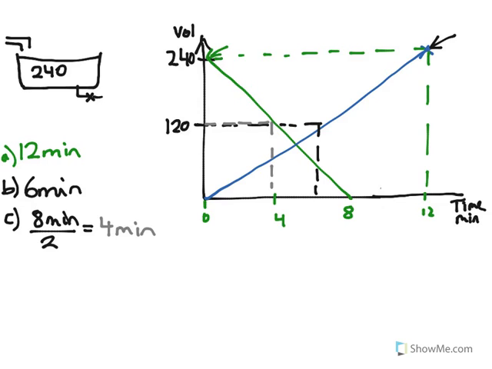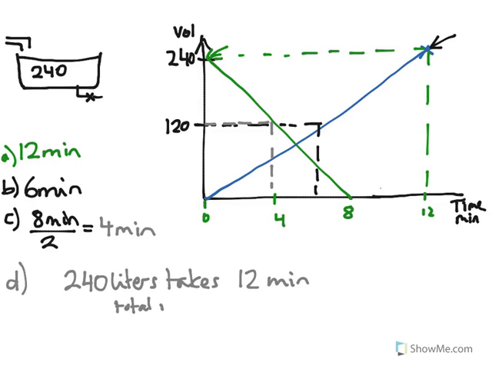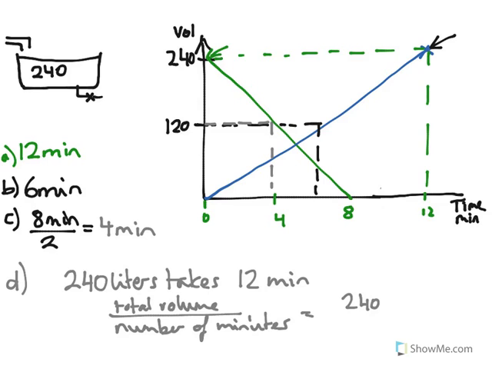How many litres per minute does it take to fill the bath? Litres per minute. Well, we can see that 240 litres takes 12 minutes. So litres per minute will be the total volume divided by the number of minutes it takes, which will be 240 divided by 12. 12 goes into 24 twice, giving you 20 litres per minute to fill the bath.